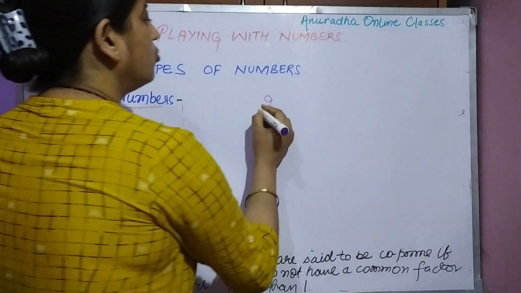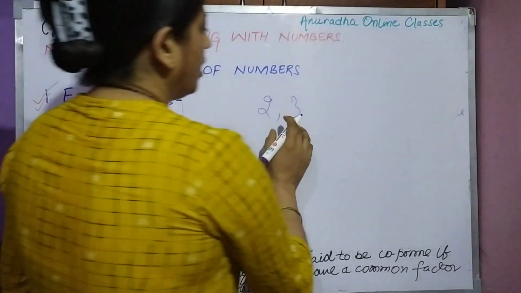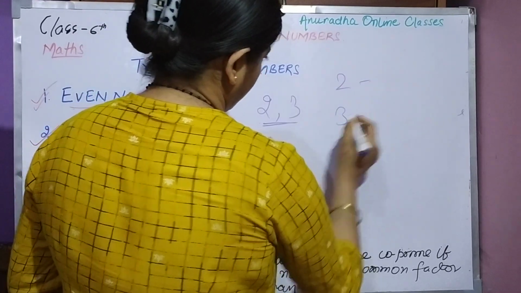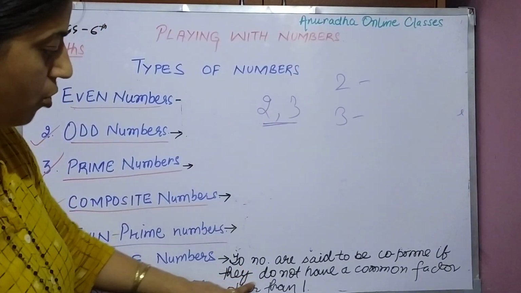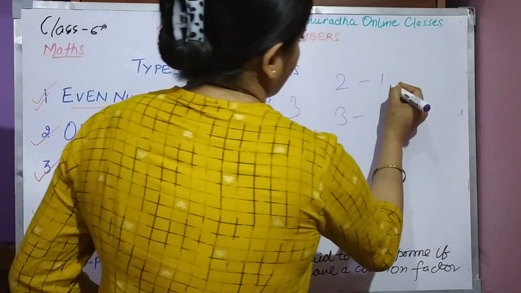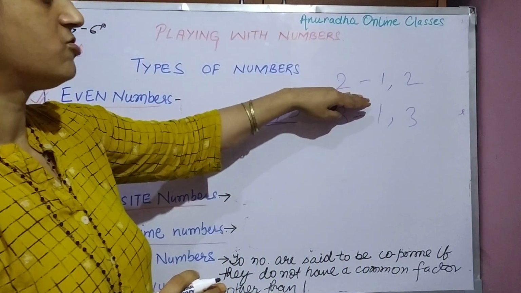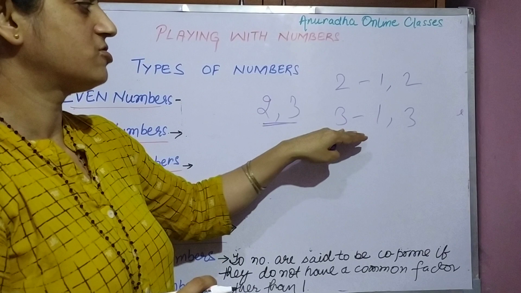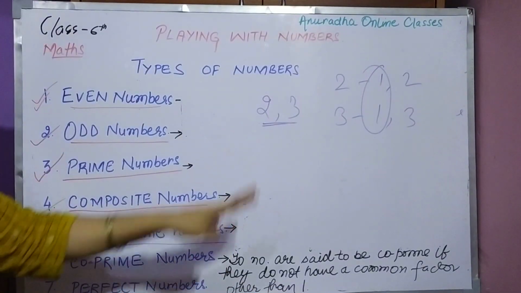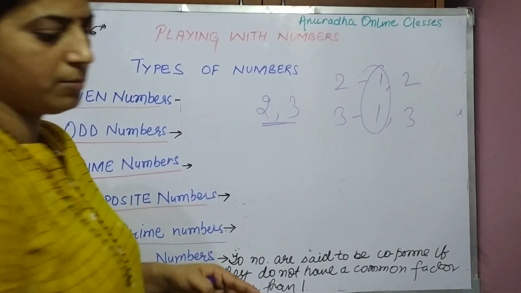Suppose I have written 2 and 3. These both are prime numbers. Okay. So what is the factor of 2 and what is the factor of 3? They do not have a common factor other than 1. इसके factors ये हैं. What are the factors of 2? 1 and 2. Factors of 3? 1 and 3. 1 is the common factor. So this is a co-prime pair. Right, children? These are co-prime numbers.